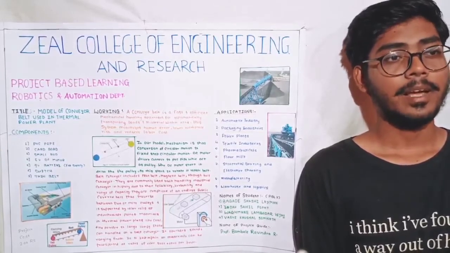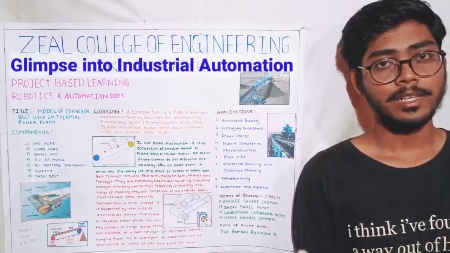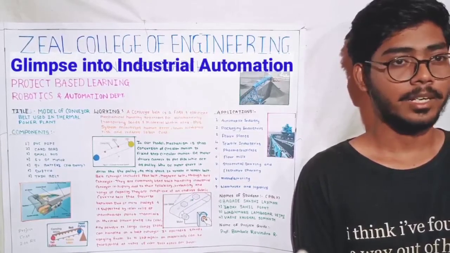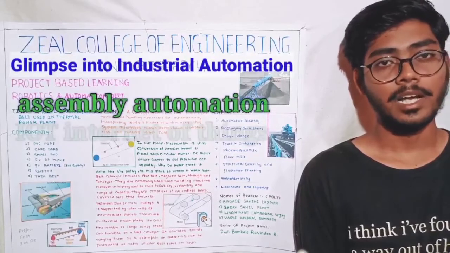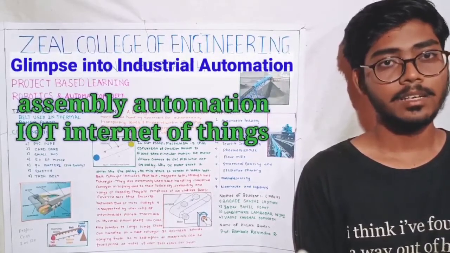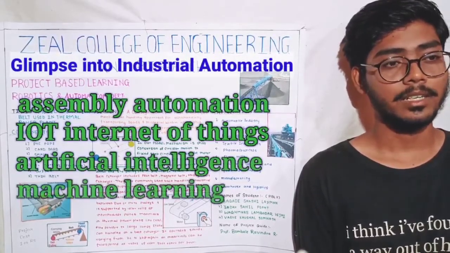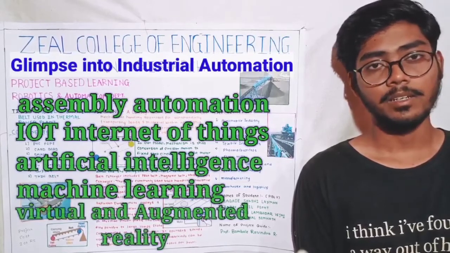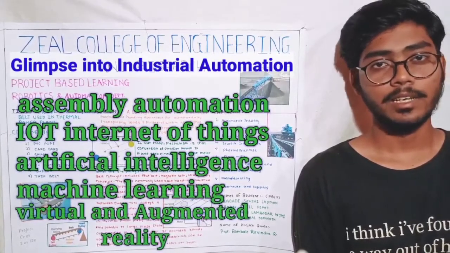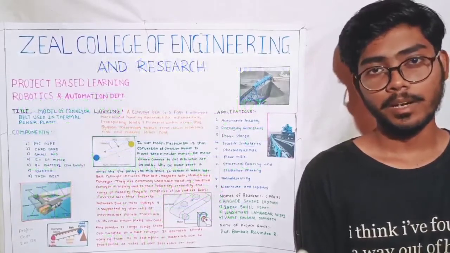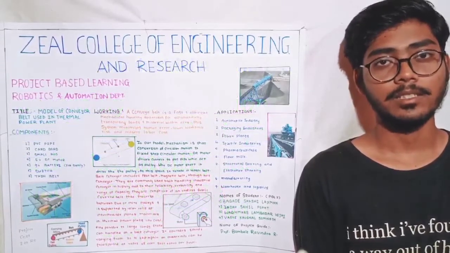Nowadays, we all stand at the cusp of the industrial revolution that is based on automation and robotics. Automation systems like assembly automation, IoT, that is Internet of Things, artificial intelligence, machine learning, and virtual and augmented reality all make the manufacturing process fast and reliable. One part of automation is the conveyor belt, which we discuss now.